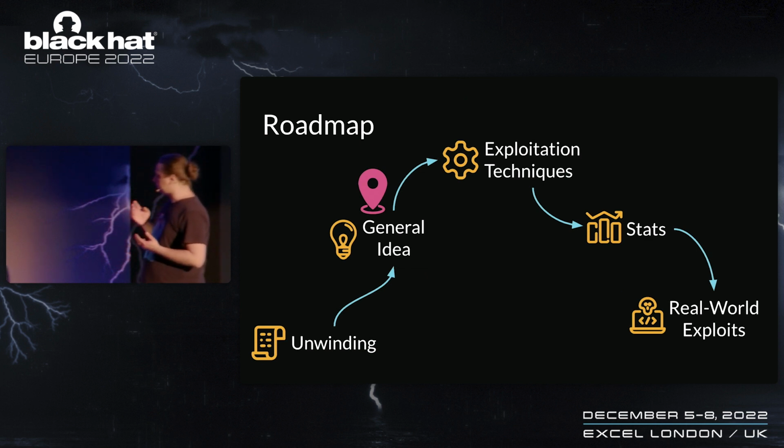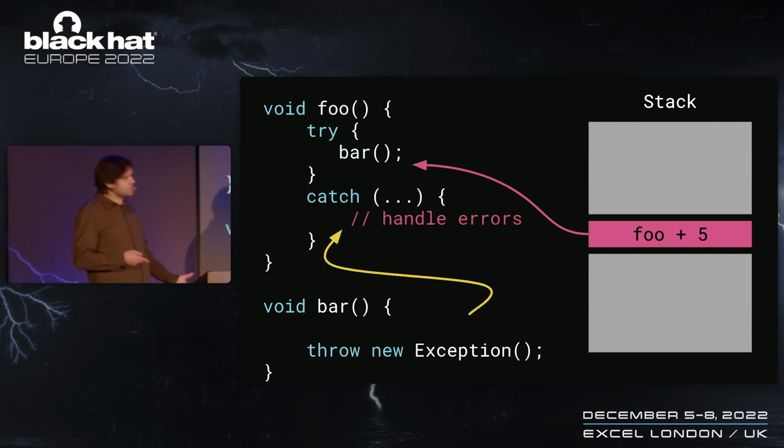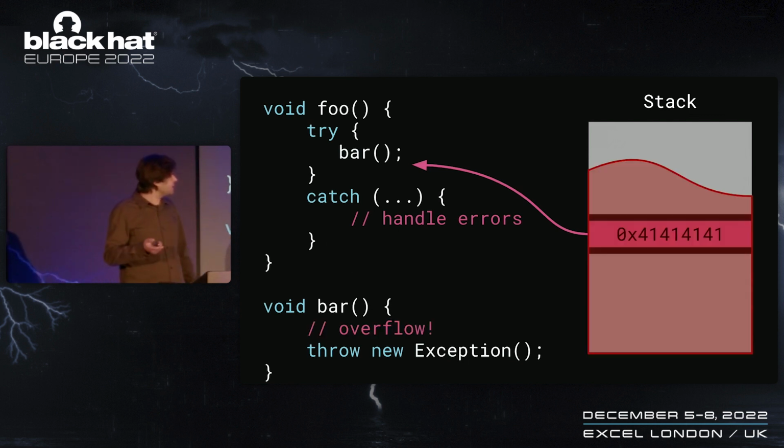Okay. And that brings us to how we can exploit this, because it uses those return addresses. Coming back to this example, when this code gets compiled, the compiler will generate an entry in the table for this try-catch block. And when bar throws, its return address will match the call site range of this catch handler, so it's going to execute this handler. But what happens if we overflow this return address and write something else there?